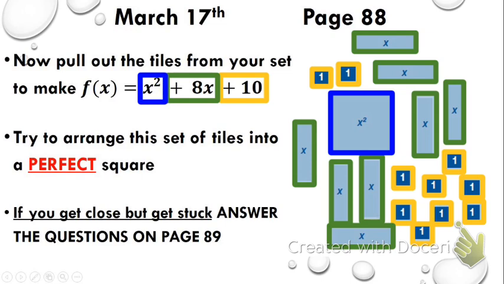I want you to take those tiles after you've counted them out and you have exactly what it shows in the picture. And I want you to take those and try to arrange them into a perfect square. What does a perfect square look like? All the sides are exactly the same. Yes. All the sides are the same.